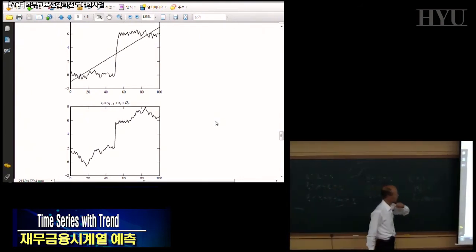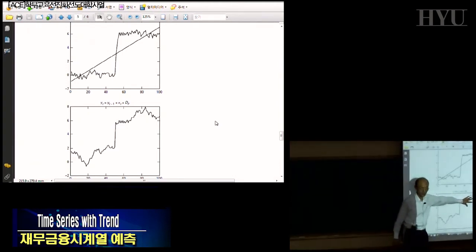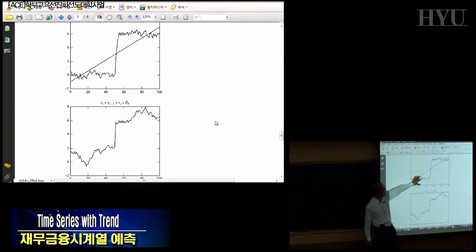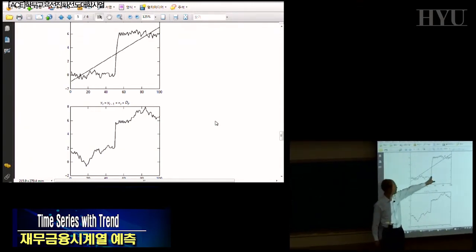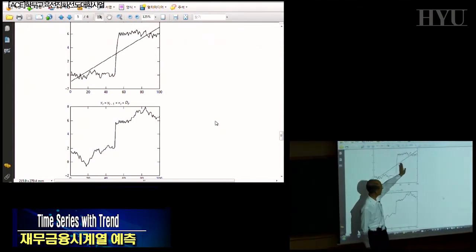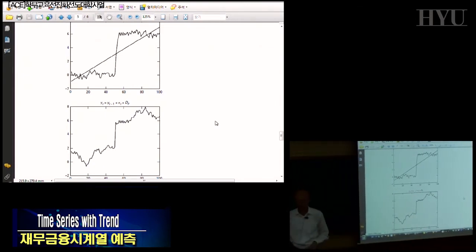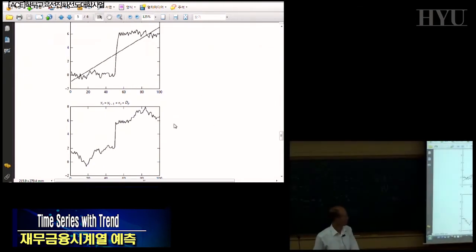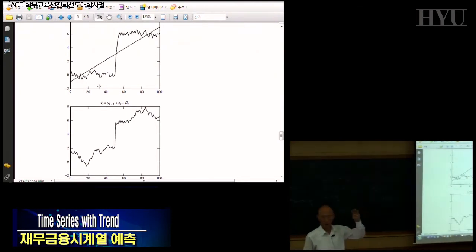But here, most of the time, random walk. Here, most of the time, stationary time series. There is one-time level shift, and there is a one-time pulse, right? Outlier. So, because you are faced with this type of data, you want to test whether there is, in fact, a level shift or one-time pulse.